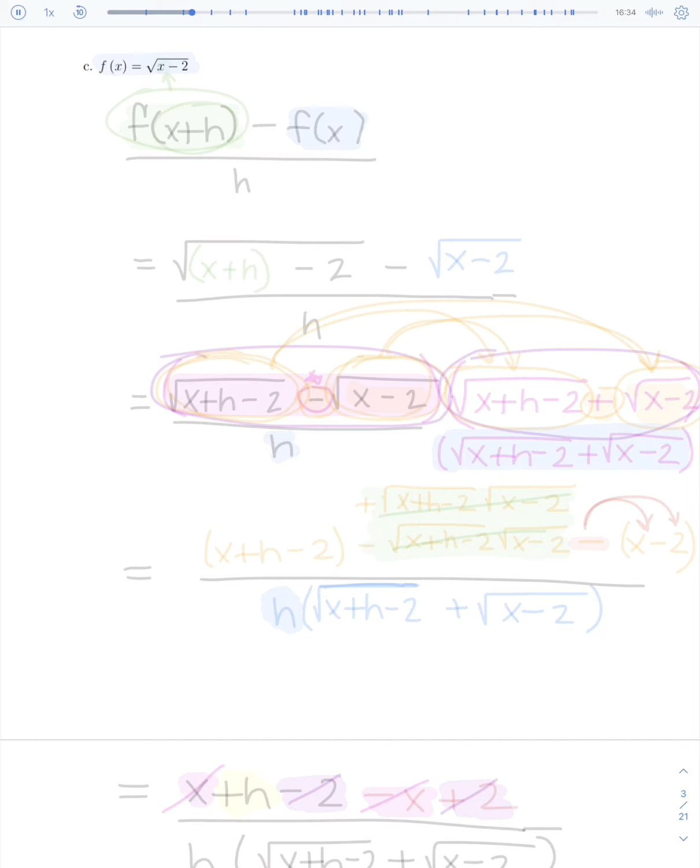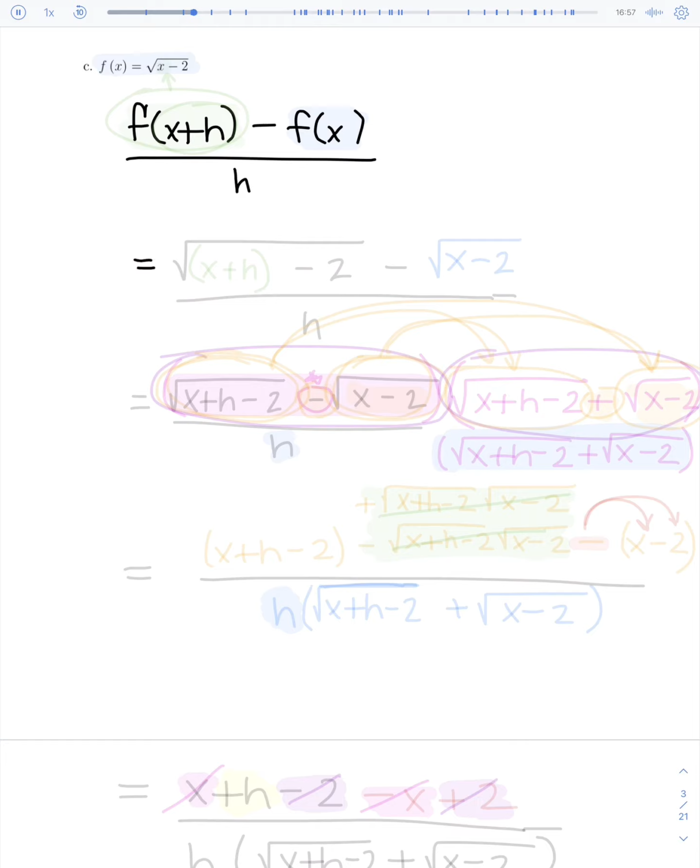Now let's take a look at C. In C, we have something a little bit fancier. We've got a square root. So this may look at least a little bit messier. So we're going to start by writing our formula for the difference quotient, which is f of x plus h minus f of x all over h.